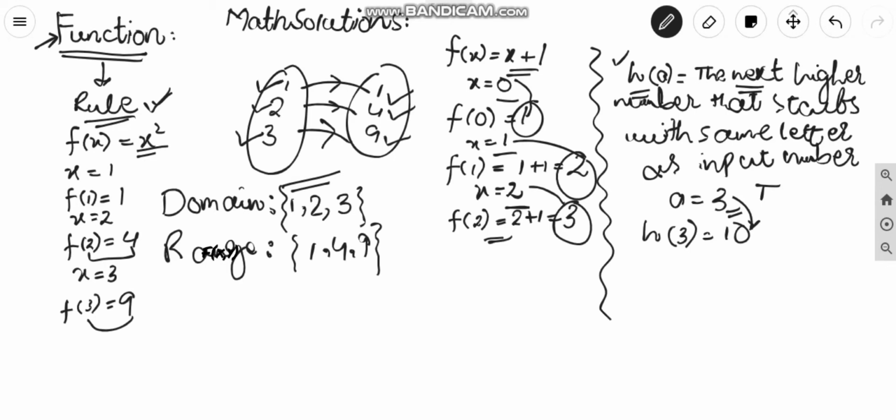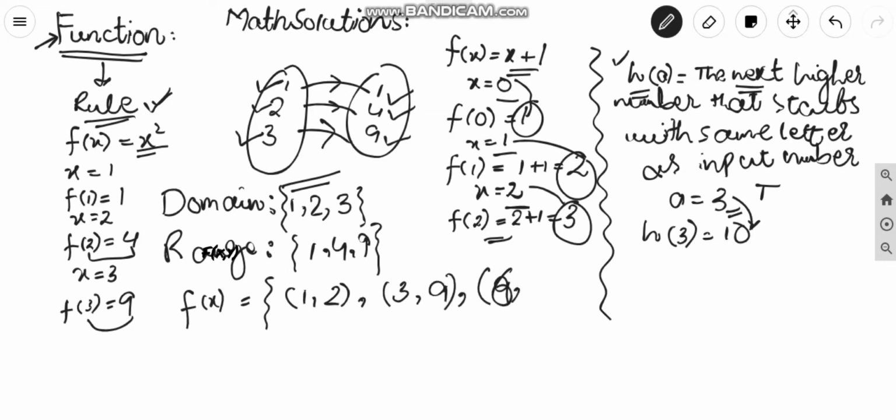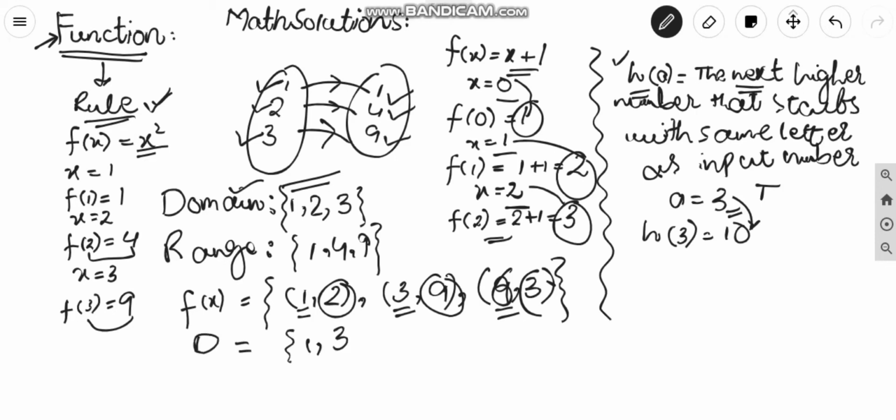We can also denote a function in the form of pairs. So the first element of each pair makes a set that is called the domain of the function, and the second element of each pair makes a set called the range of the function. It means that the domain of the function will be 1, 3 and 6, and the range of this function will be 2, 9 and 3.